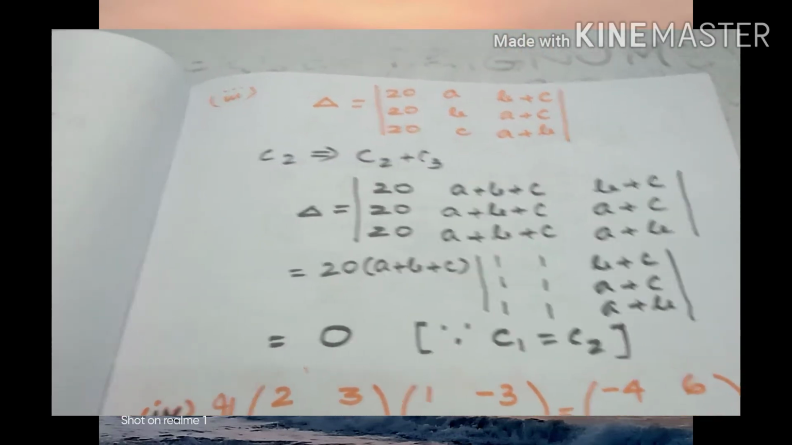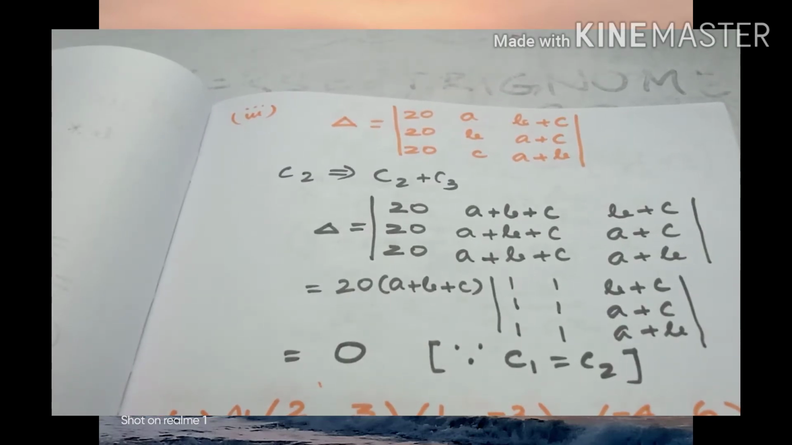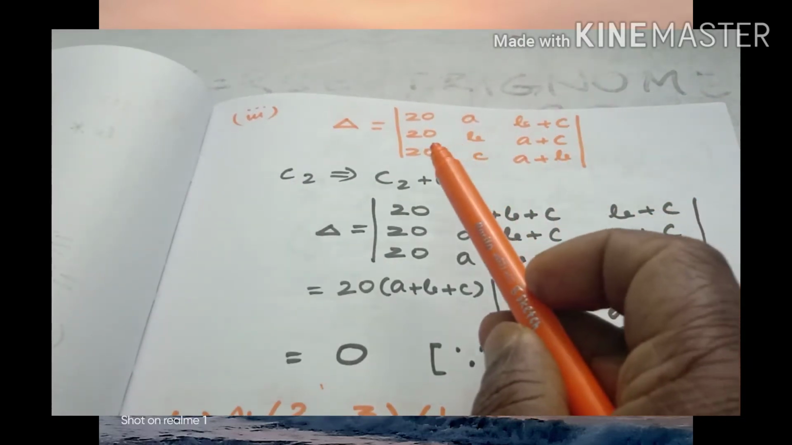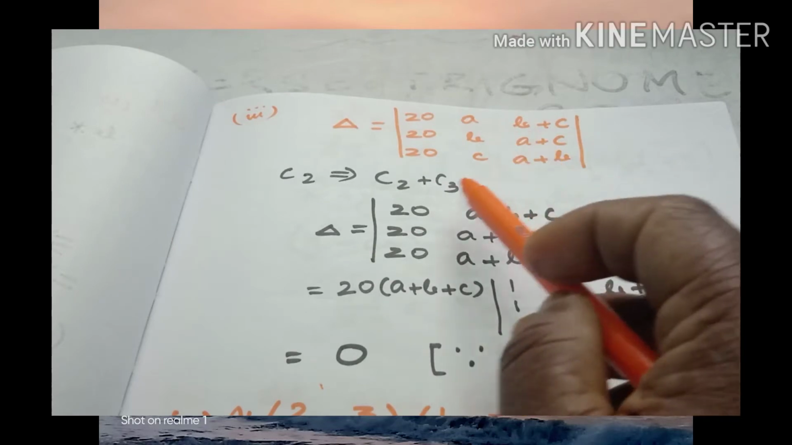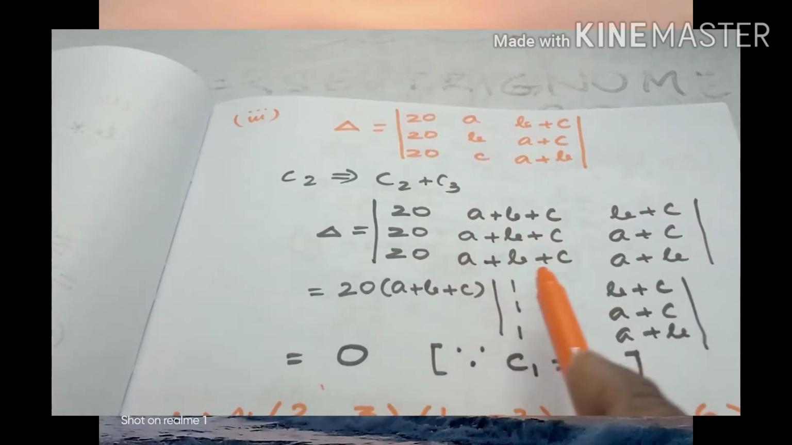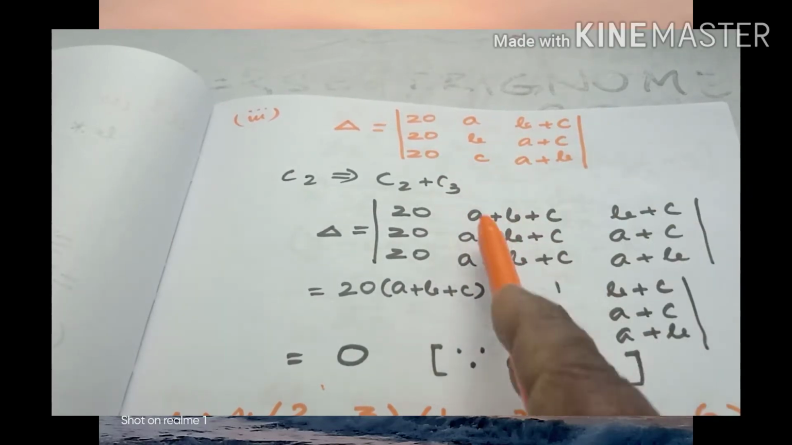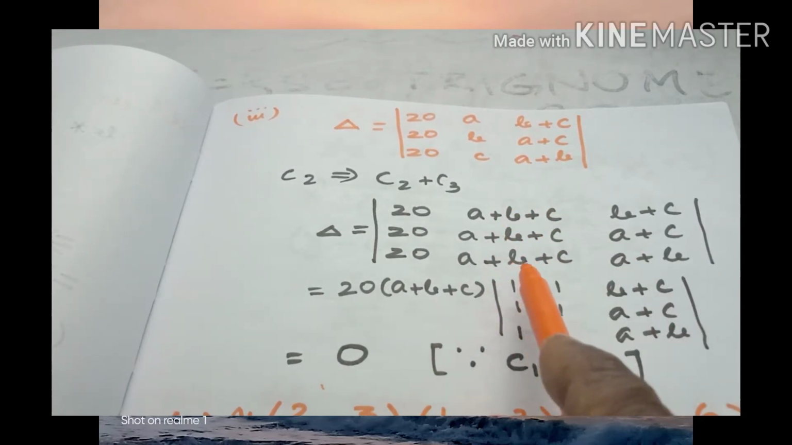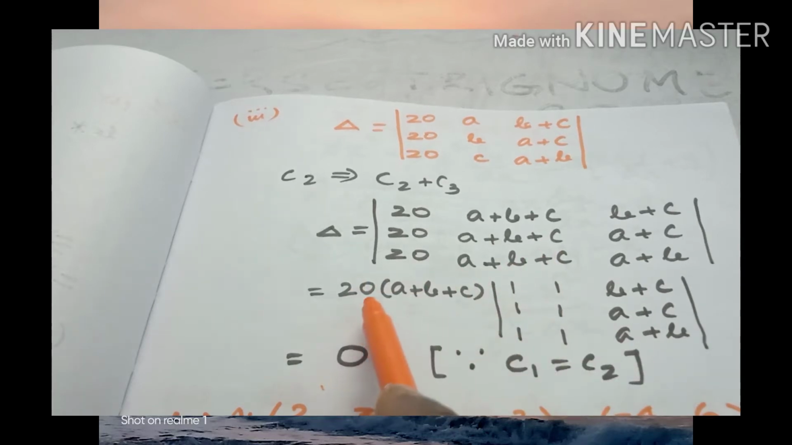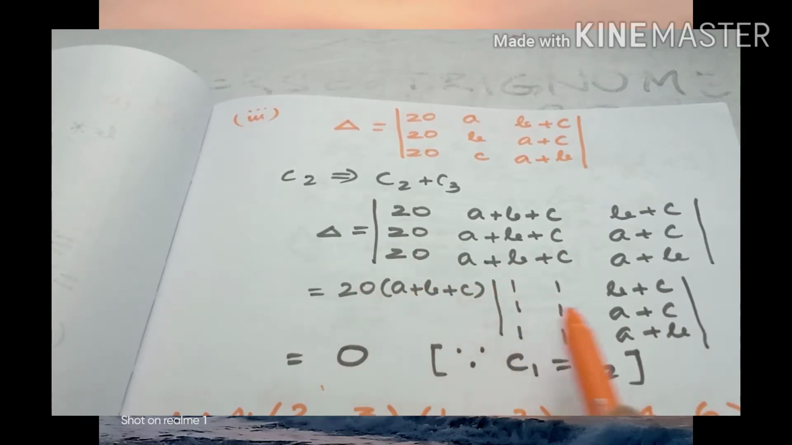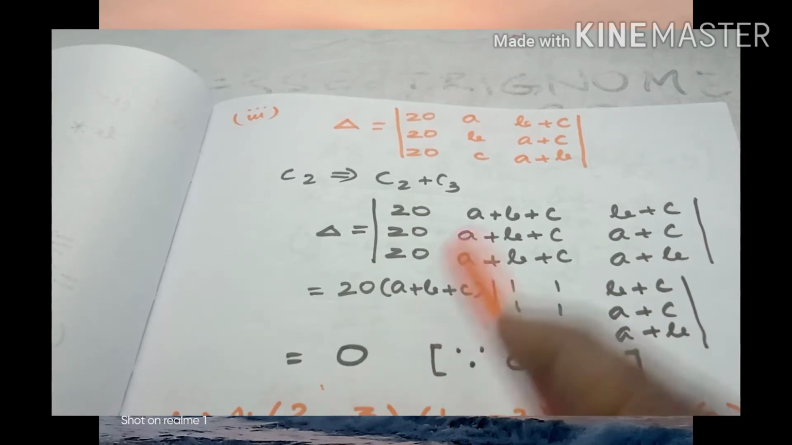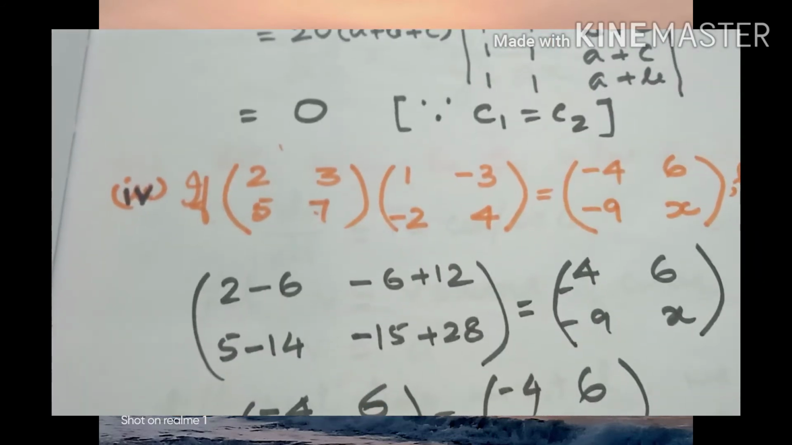We have to find out the value of the given determinant. Now applying the operation C2, in C2 we will do C2 plus C3, we get A plus B plus C, similarly B plus A plus C. So column 2 becomes A plus B plus C. So A plus B plus C we are taking out common, so we get both column 1 and column 2 same, hence the value of the determinant is 0.